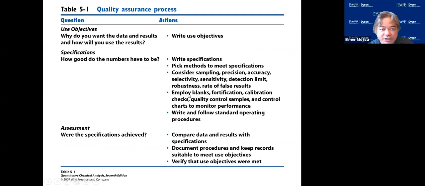So if we're going to look at this quality assurance process, these are the questions that you ask and the actions that need to be taken. So why do you want the data and results, and how will you use the results? To answer that question, you have to write the objectives. So what are your objectives?